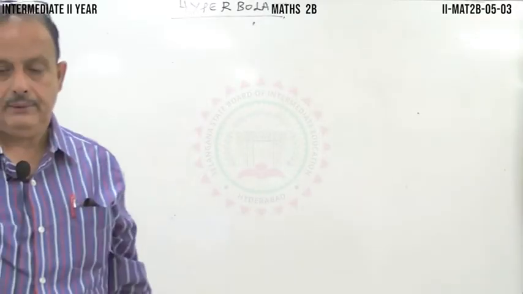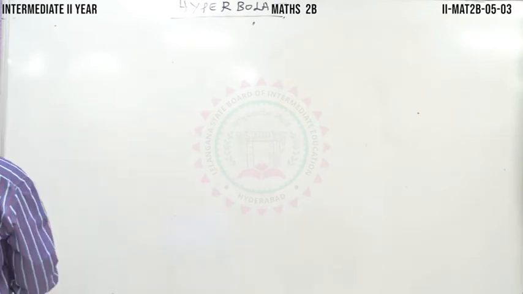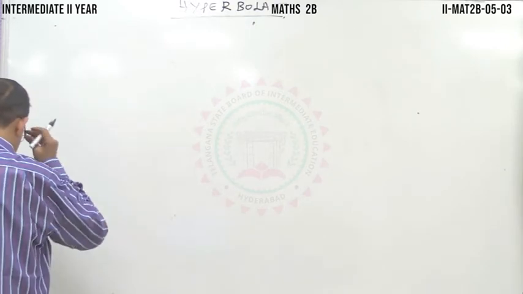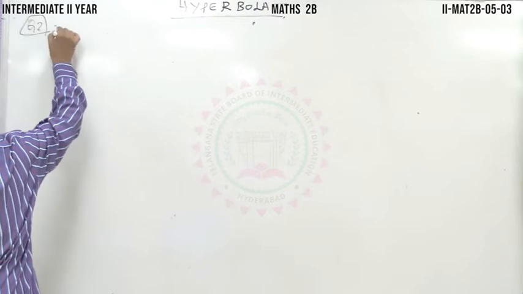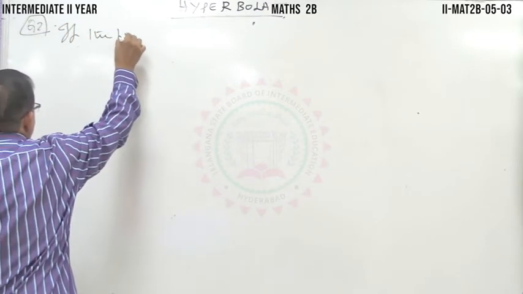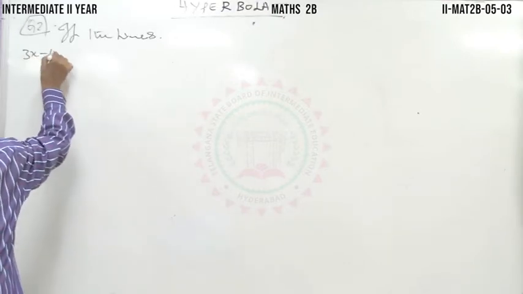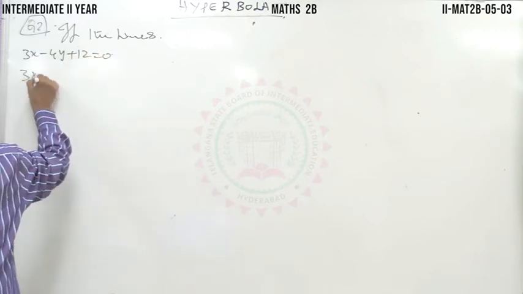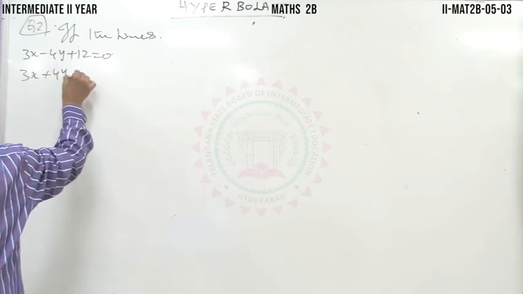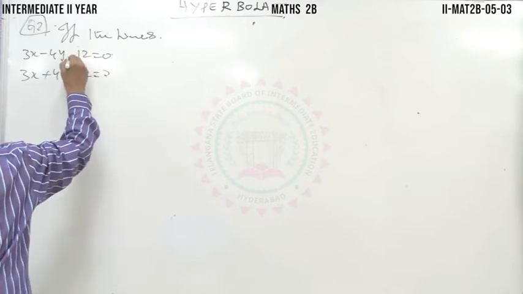The second question in this part. If the lines 3x minus 4y plus 12 is equal to 0 and 3x plus 4y minus 12 is equal to 0.